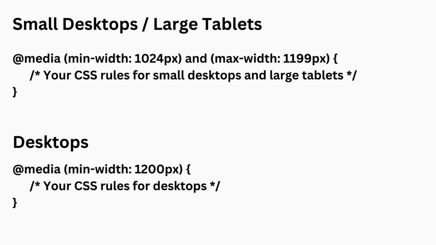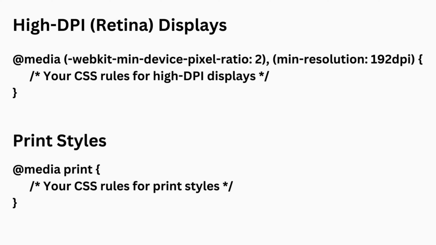And now we have the screen size for small desktop or large tablets, which is min width as 1024 pixel and max width as 1199 pixel. For desktop we have min width as 1200 pixels, and inside it we'll pass our custom CSS.